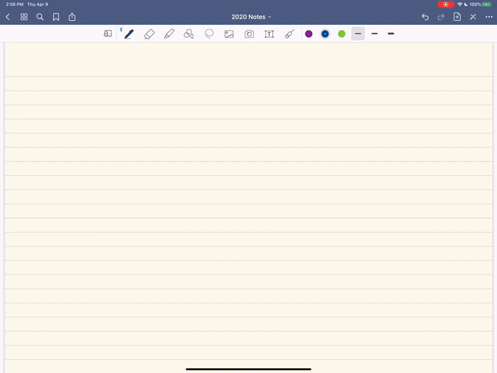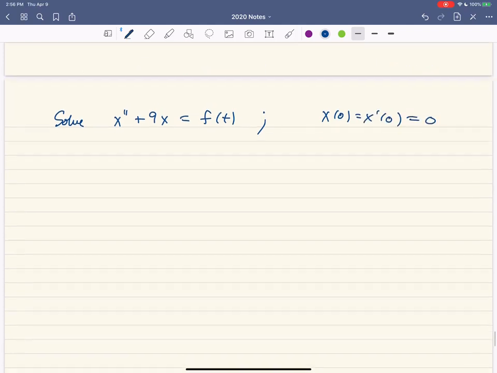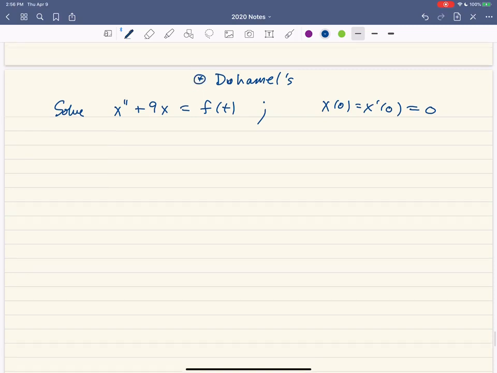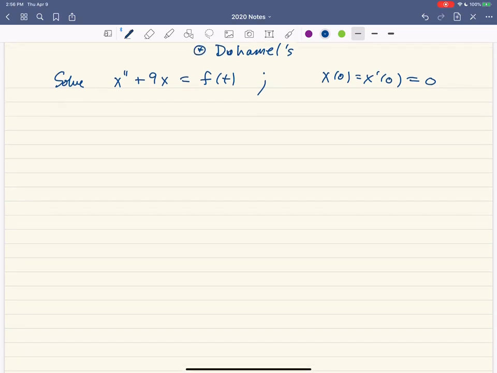In this video, I want to solve the differential equation x'' + 9x = f(t), where x(0) and x'(0) are 0. This is again going to be done with Duhamel's method. Duhamel's principle is really a principle about how to solve partial differential equations that come up using the Fourier transform.